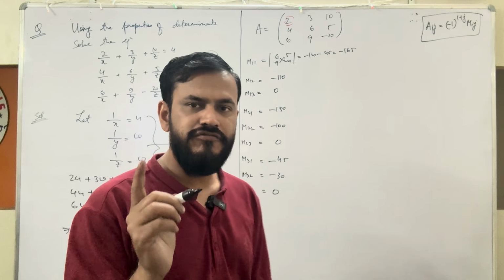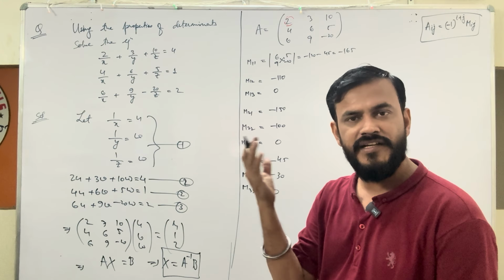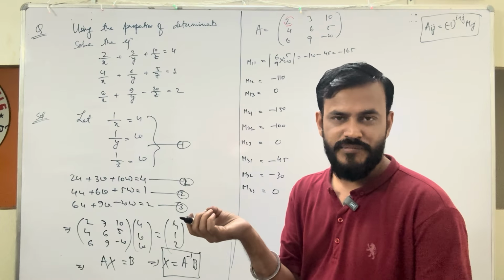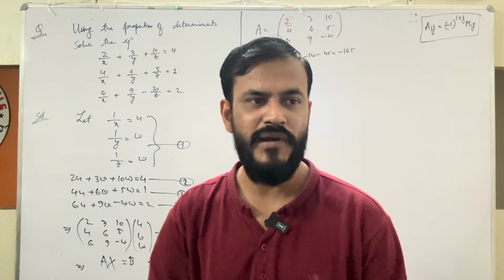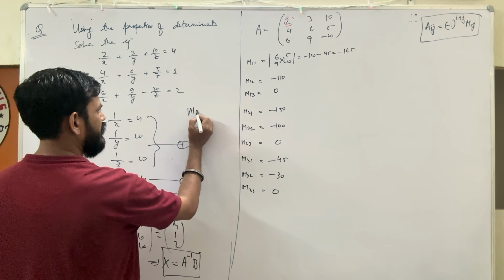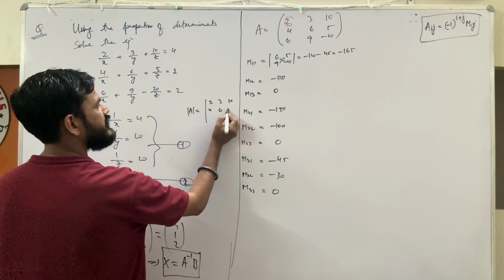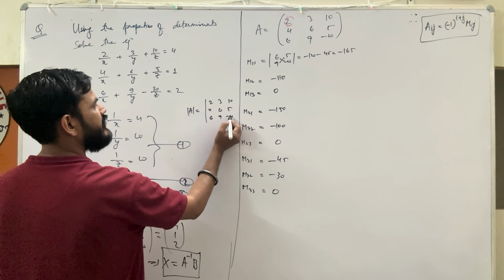Now you are right. First of all, while solving this problem, the first step you should be doing is finding out the determinant. Because if the determinant is 0, we should not proceed with finding minors and cofactors. The determinant of A here will be 2 3 10 4 6 5 6 9 minus 20.